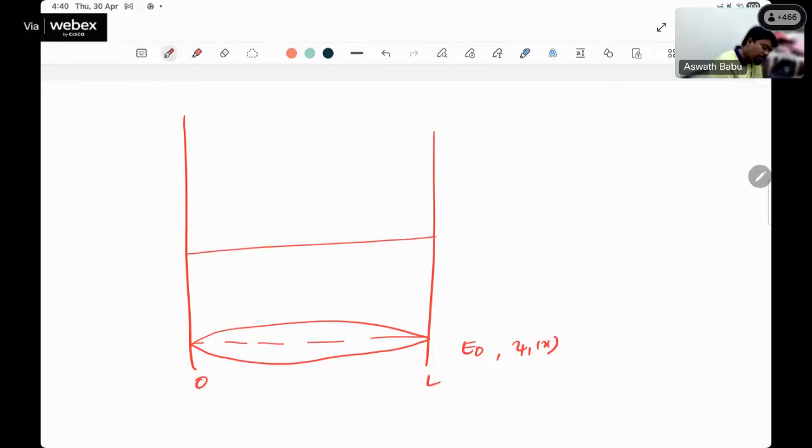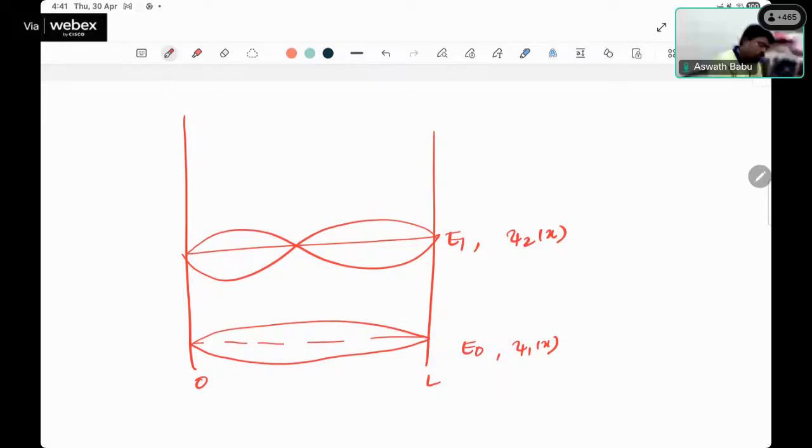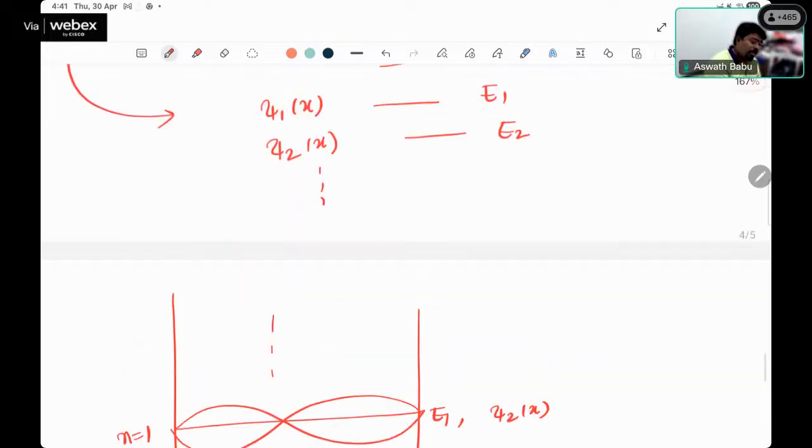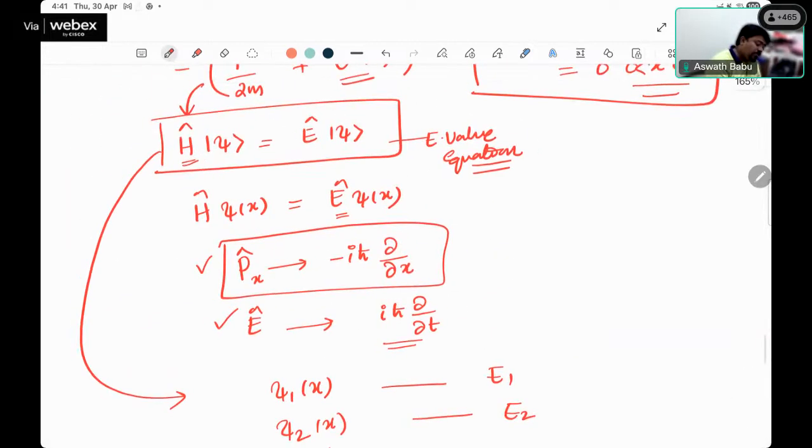And the next one is something like this. Standing wave pattern is something like this. So this is E1, psi2 of x. Okay, so many such states exist for a given n value. Here n is equal to 0, ground state, n equal to 1. So where these n's are coming from, because if you solve these differential equations, you are going to have multiple applicable solutions.